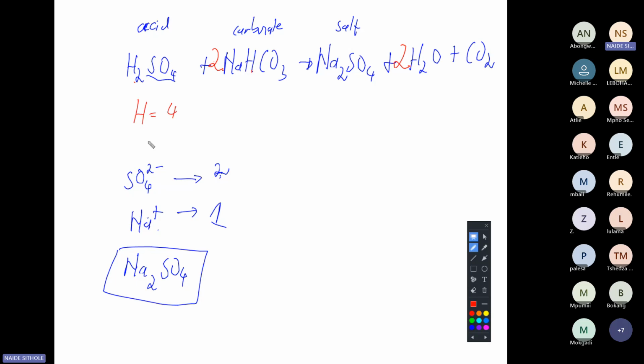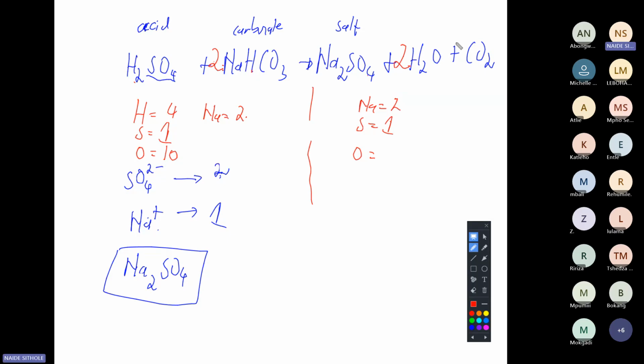Hydrogens, how many? 4. Sulfur, 1. Oxygens, 4, and then 2 times 3 there. So 6 plus 4, that's 10, right? And then sodium, there's 2. And then here sodium, there is 2 on the right hand side. Sulfur is 1. Oxygens, how many? That's the 4. 2 times 2 here. 2 times 1 is 2.